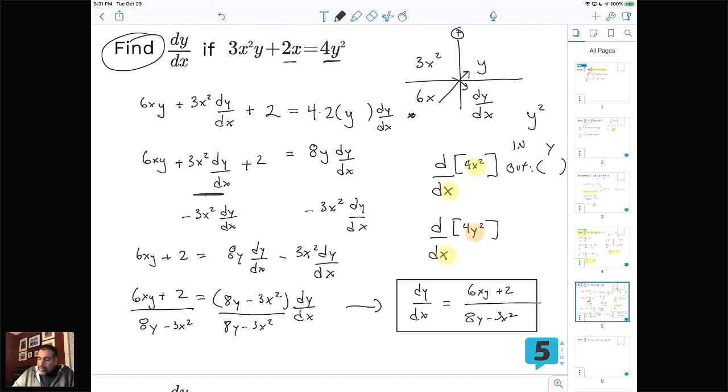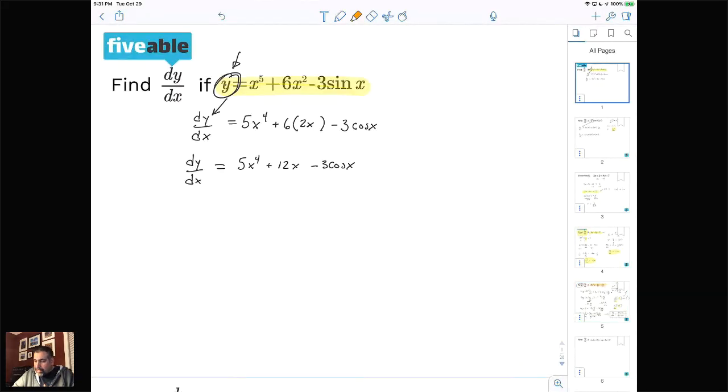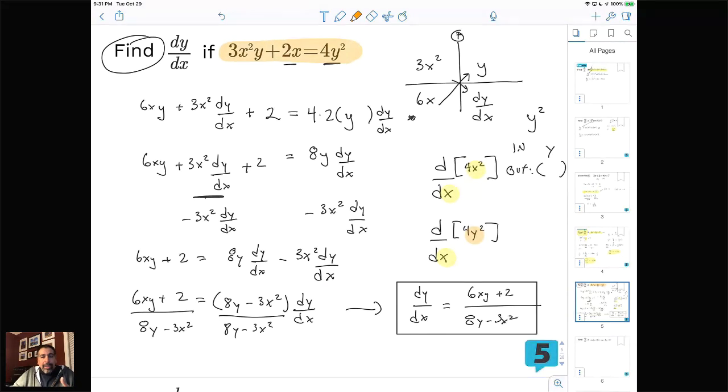What's the difference between this example that I'm asking you to take the derivative of, 3x squared y plus 2x equals 4y squared, and one of the earlier ones, x to the fifth plus 6x squared minus 3 sine x? What is the difference between them structurally? Why do I need to come up with this implicit derivative? Because one of our goals for this evening was understanding why we needed implicit derivatives.